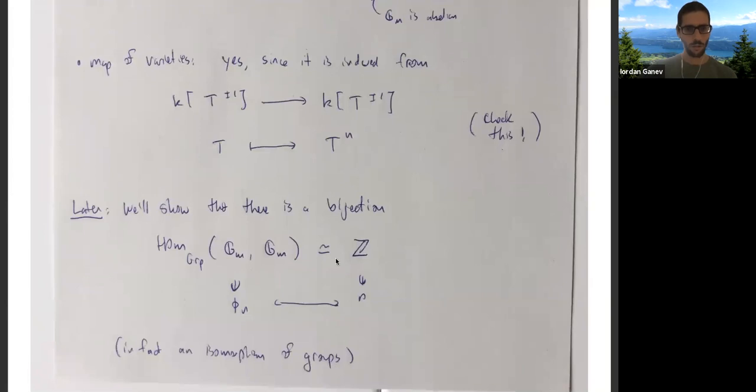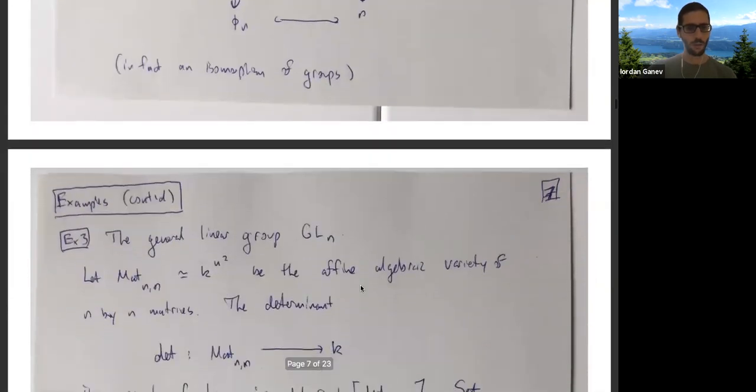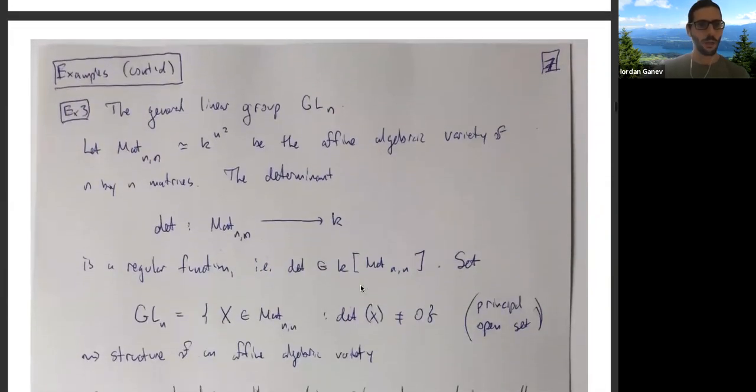Okay, so we'll get back to this fact. I want to continue with the list of examples. So a very important example is the general linear group. So this is an affine algebraic group, a linear algebraic group.